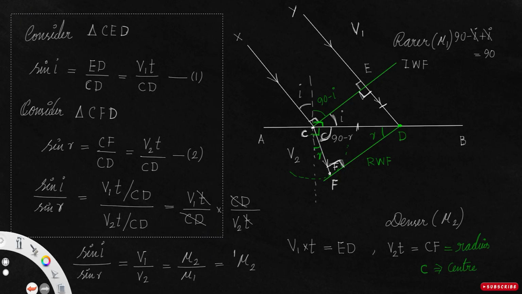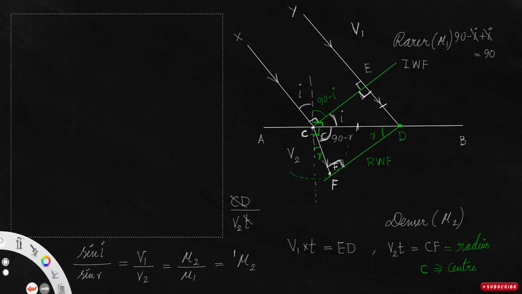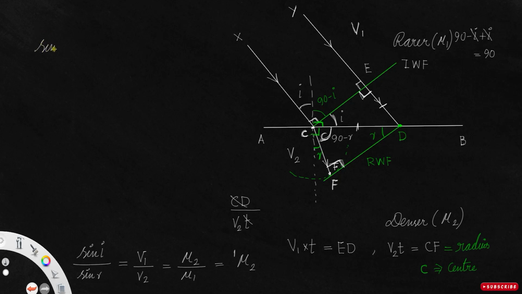So we have derived sin I by sin R is the refractive index of second medium, that is denser medium with respect to rarer medium. This is actually Snell's law. Okay.